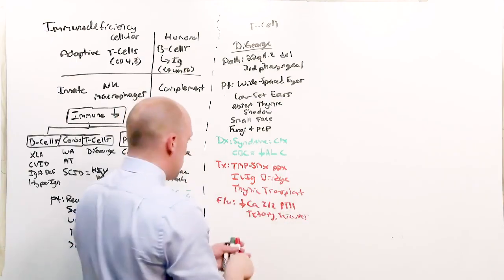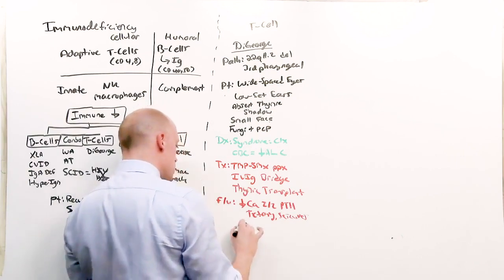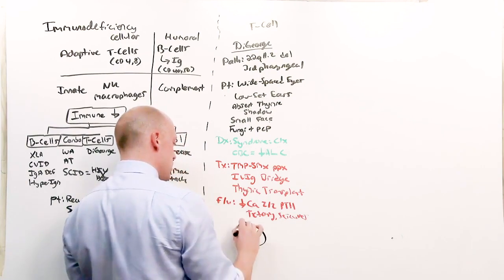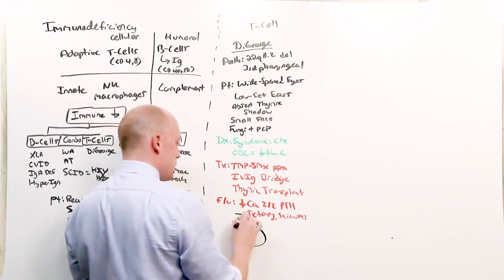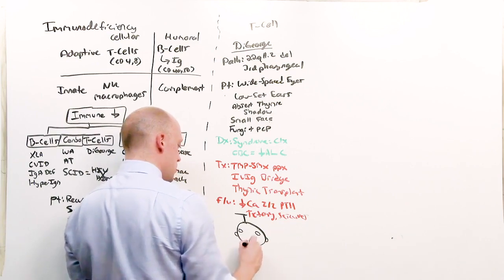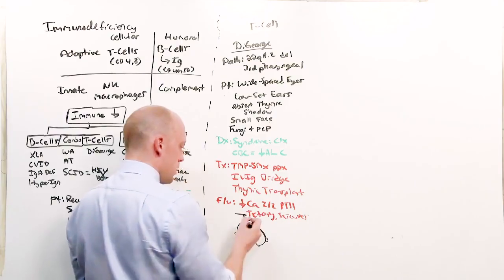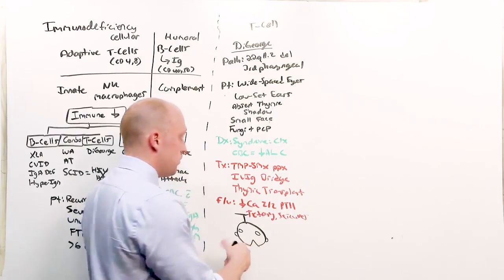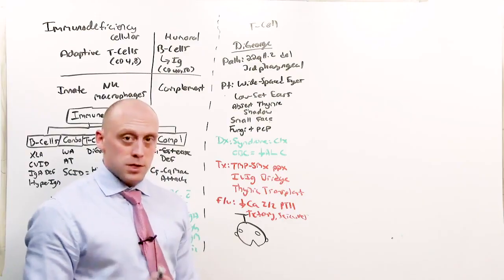And the advanced organizer behind this is going to be a typical baby face. A little tuft of hair to remind you it's T cells. It's going to have wide-spaced eyes, low-set ears, and absent thymic shadow. That's DiGeorge syndrome, the only T cell disease you need to know about.